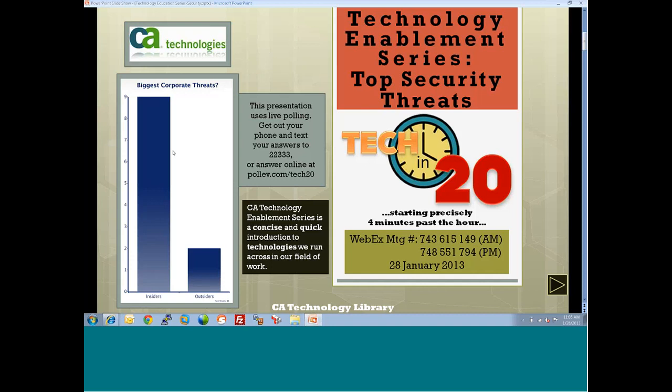Today's topic is from Shahn Soomro, and it's top security threats. And I'm very excited about this topic and also excited to hear Shahn talk about it.